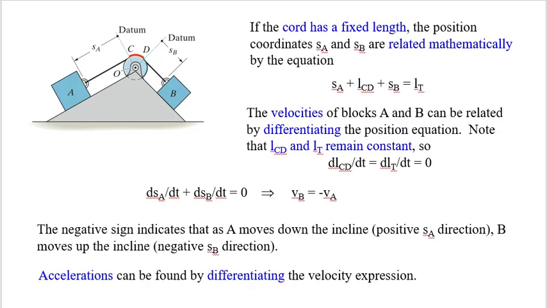So if the cord has that fixed length, we can look at that total. And if we take a change in the lengths, that fixed length is not going to change over time, so it goes to 0, and we can look at the velocity. Just like in our Atwood machine, if I had a mass that was falling, the other one had to be going up. They have the same speeds, but they're traveling in opposite directions. And you can do the exact same analysis and find that for acceleration.